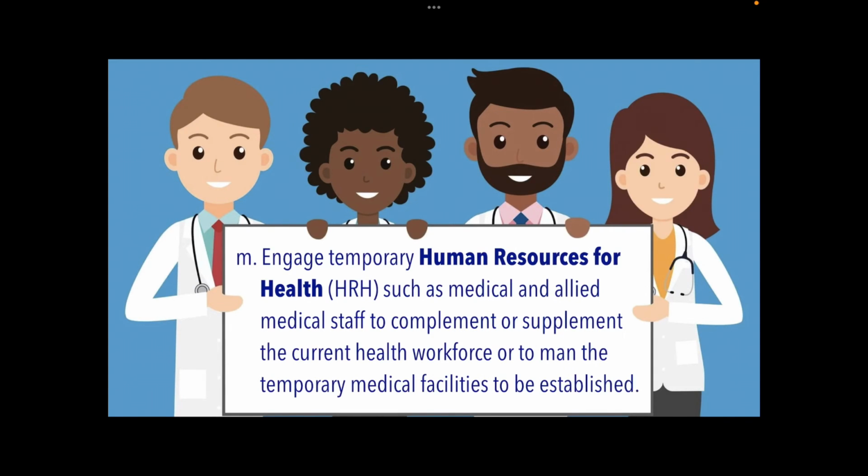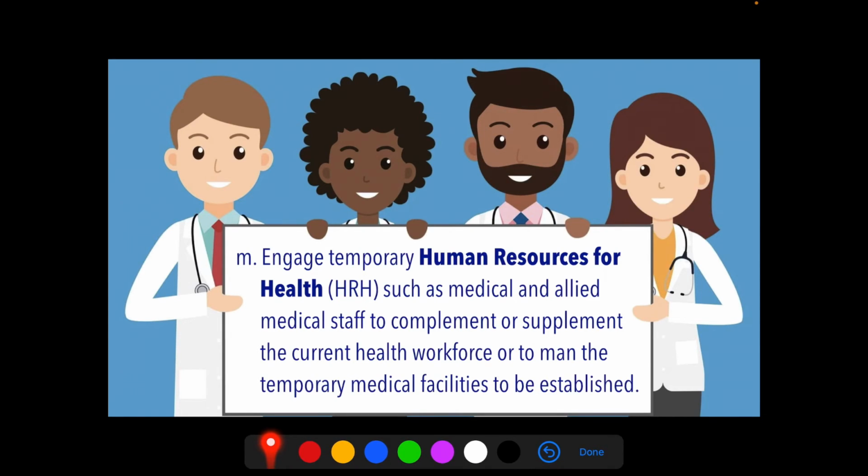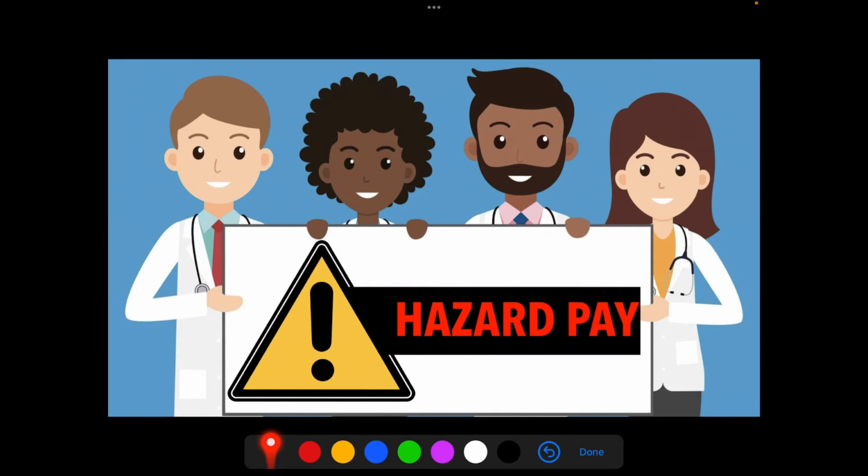Next one, engage temporary human resources for health, or what we call the HRH, such as medical and allied medical staff, to complement or supplement the current health workforce or to man the temporary medical facilities to be established. And provided that this HRH hired on a temporary basis will of course receive their appropriate compensation and allowances, and also that all HRH serving on the front line during the COVID-19 pandemic shall receive actual hazard duty pay from the government.